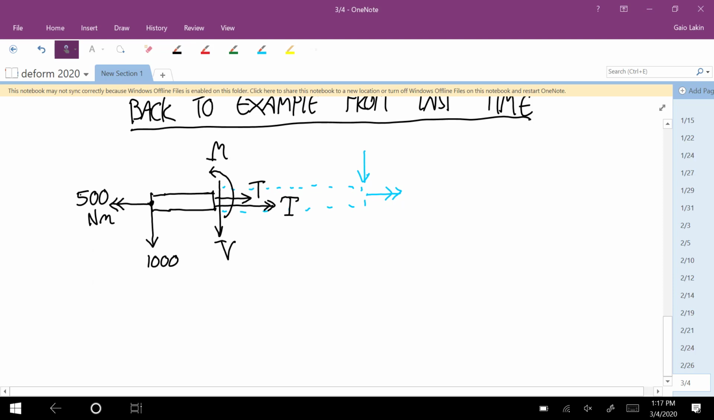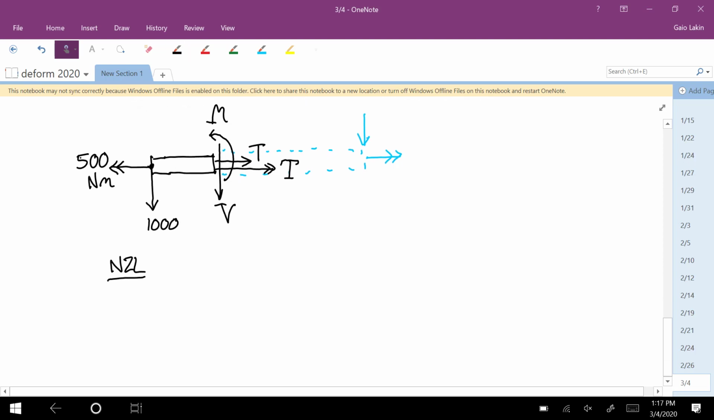Okay, and then Newton's second law. So we have no x forces. We have this downward 1,000 Newton force, so 0, negative 1,000.